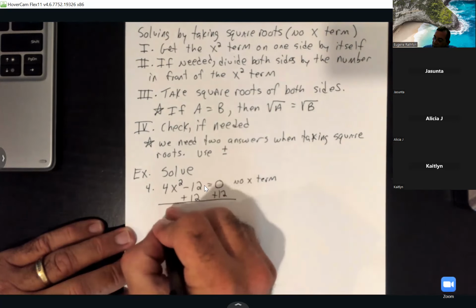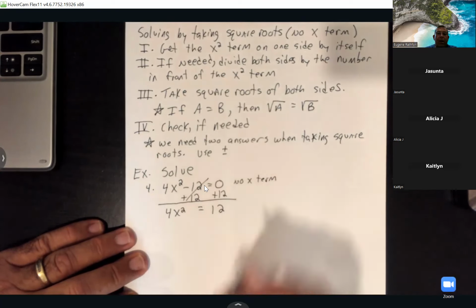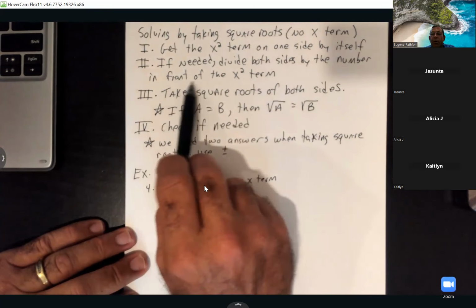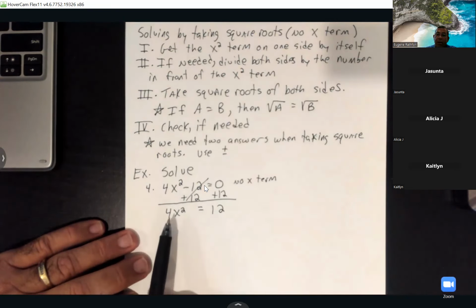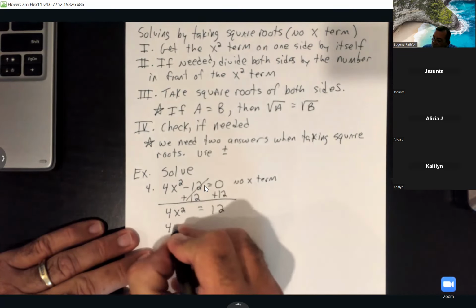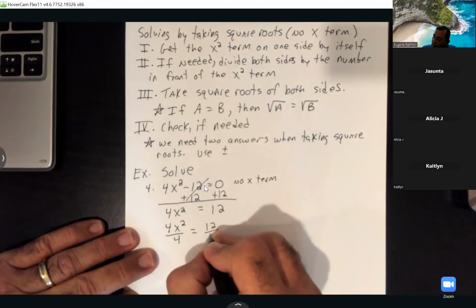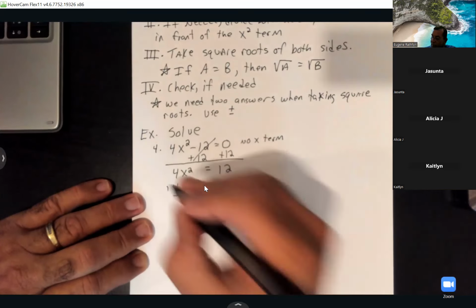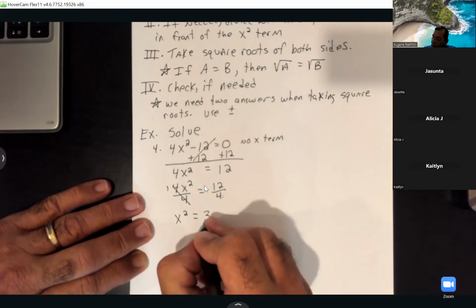So that brings down my 4x squared. Those cancel, and that's going to equal a positive 12. Now notice it says, if needed, divide both sides by the number in front of the x squared term. Well, we do have a number in front of the x squared term, so we need to divide both sides by that number. So bring down the 4x squared, divide by 4. That's going to equal 12 divided by 4. Those 4's cancel, giving me my 1x squared. 12 divided by 4 gives me a 3.